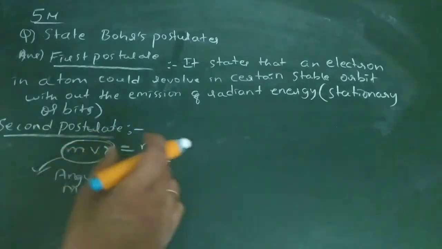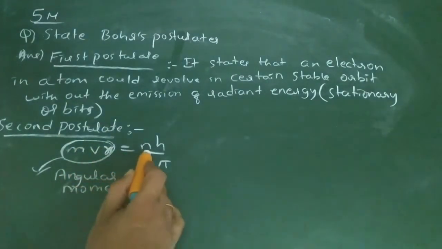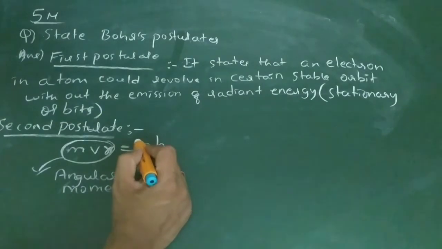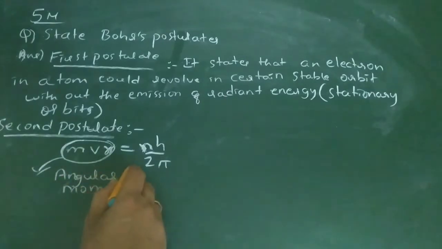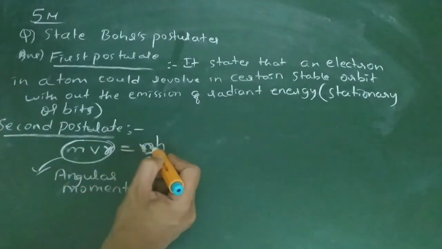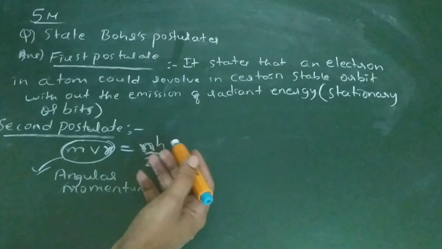What you can remember: mvr is equal to nh by 2 pi, the angular momentum of an electron is n multiples of h by 2 pi. Yes or no? Or n into h by 2 pi. That is what you have to write. What does that statement say? The electron revolves around the nucleus only in those orbits for which the angular momentum is some integral multiple of h by 2 pi, where h is Planck's constant.